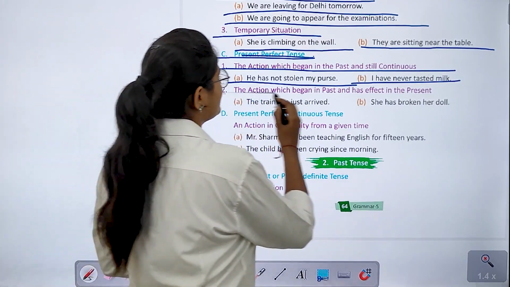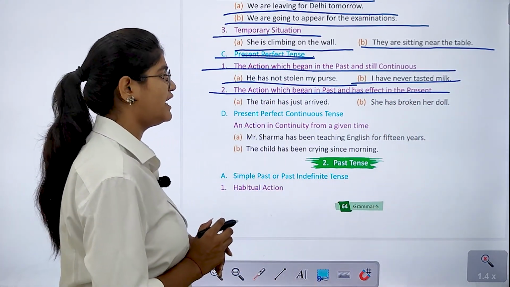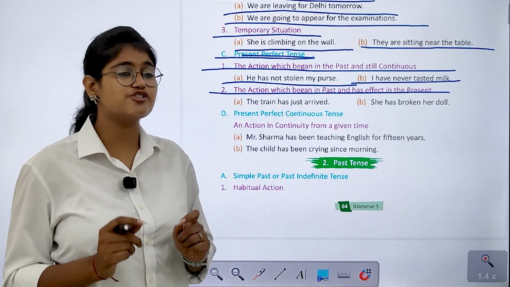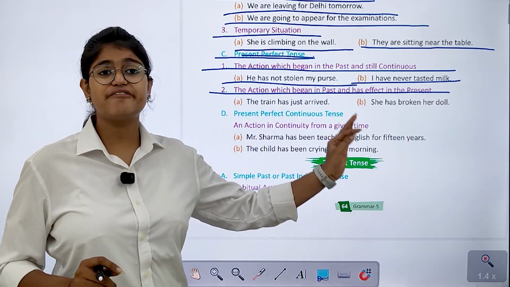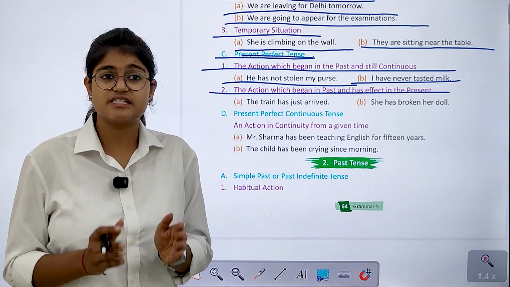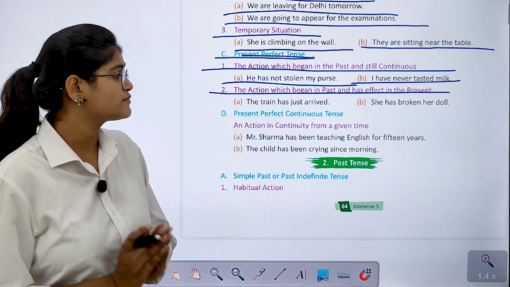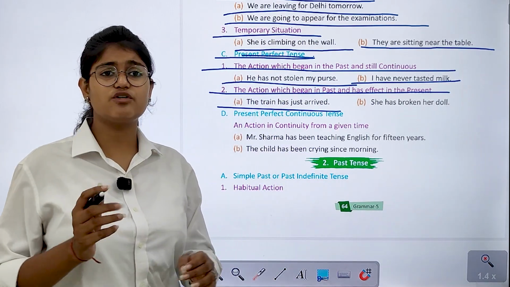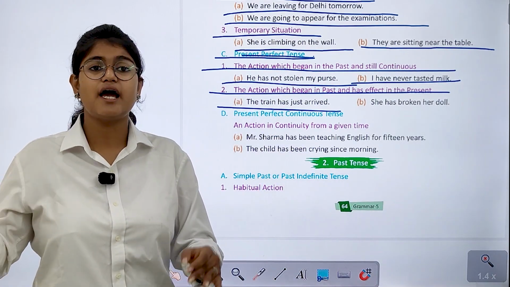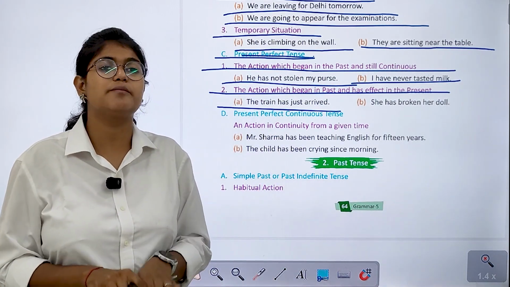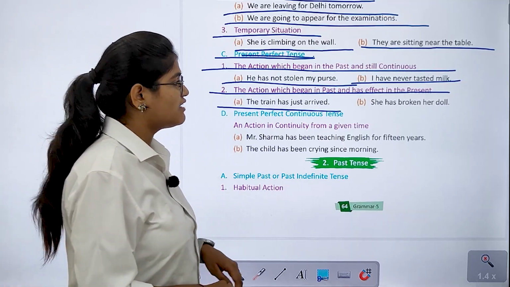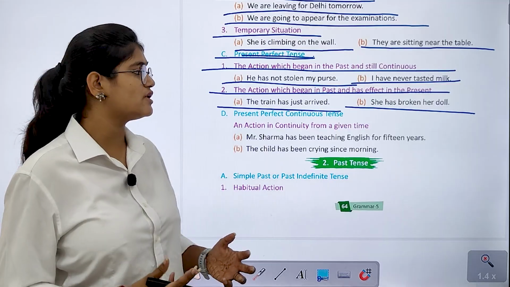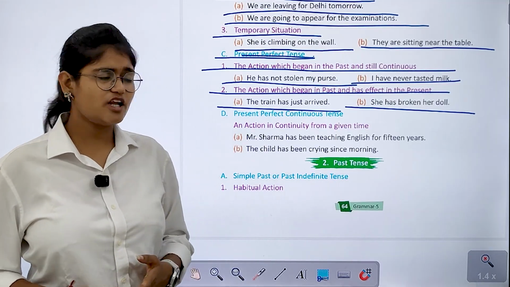After that, the action which began in the past and has effect in the present, कि ऐसा action जो कि past में शुरू हुआ था पर उसका जो effect है वो actually अब present के time में हमें दिखाई दे रहा है. So that is the train has just arrived, कि train जो है वो चली तो कहीं और से होगी, right? But वो हमारे station पर just अभी अभी आई है. Yes? After that, she has broken the doll, कि उसने doll जो है वो तोड़ दी है, right?